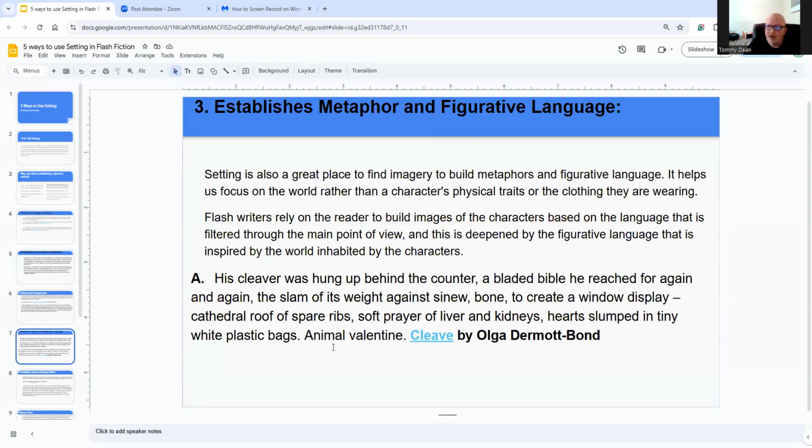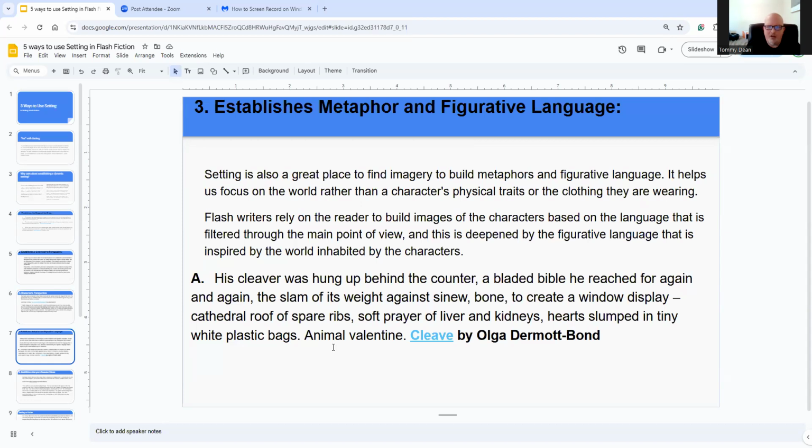Because flash does not have room, especially to add words in where novels can go on forever, we often don't get descriptions of characters' physical traits or their clothing because it usually just isn't as important to the story. So here we want to give a sense of what the character is experiencing, even if they don't quite know how to say it, through figurative language and metaphor.